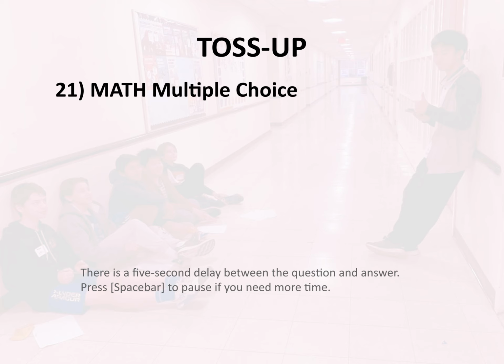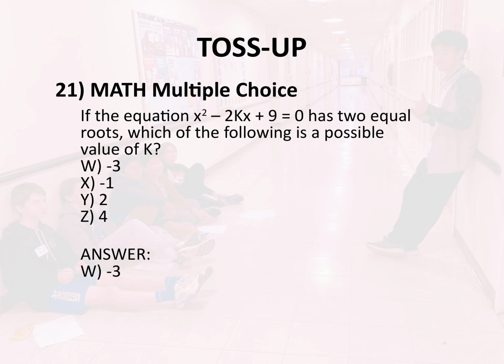Toss-up 21. Math. Multiple choice. If the equation x squared minus 2kx plus 9 equals 0 has two equal roots, which of the following is a possible value of k? W. -3. X. -1. Y. 2. Z. 4. Answer. W. -3.